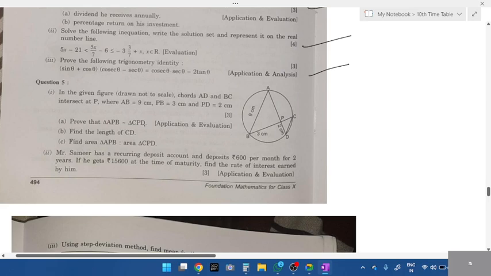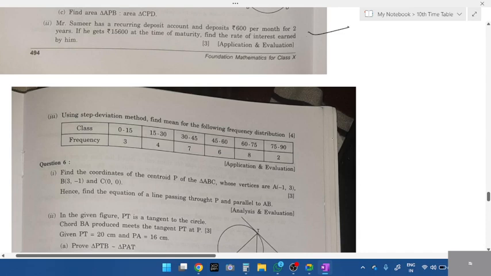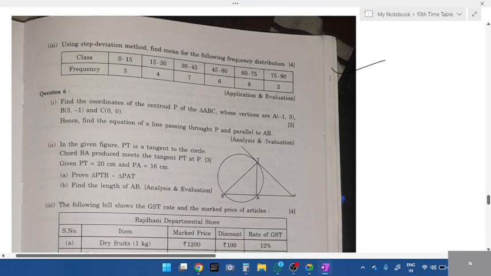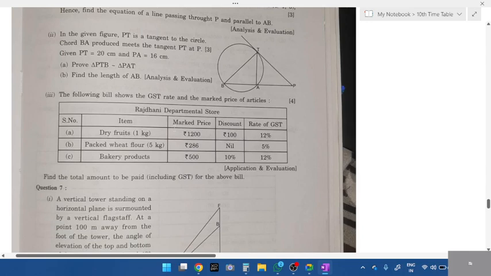This is chord, length of chord. Okay, chord property. Ignore this. Fifth main, second one. What about fifth main, third one? Step deviation. All of you remember step deviation? Okay, step deviation question. Then we have centroid equation. I'll explain equation concept.